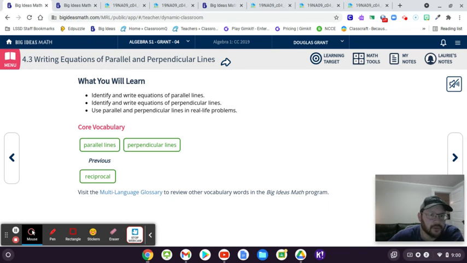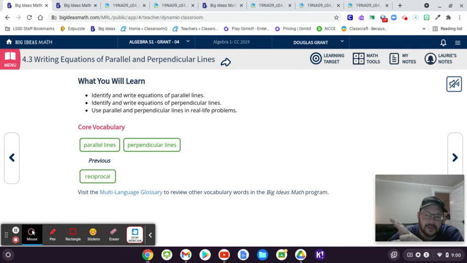Bonjour. 4.3, writing equations of parallel and perpendicular lines. So parallel lines are lines that go on forever and never intersect, and perpendicular lines cross at a 90-degree angle. The one word you will need to know more than anything else for perpendicular lines is the word reciprocal. So remember, reciprocals are fractions that are flipped.